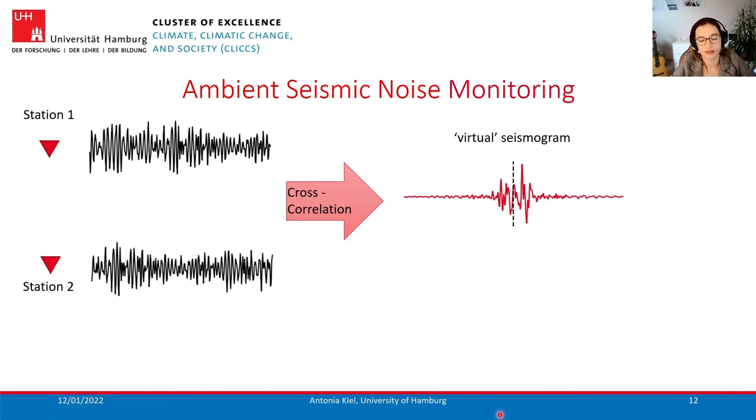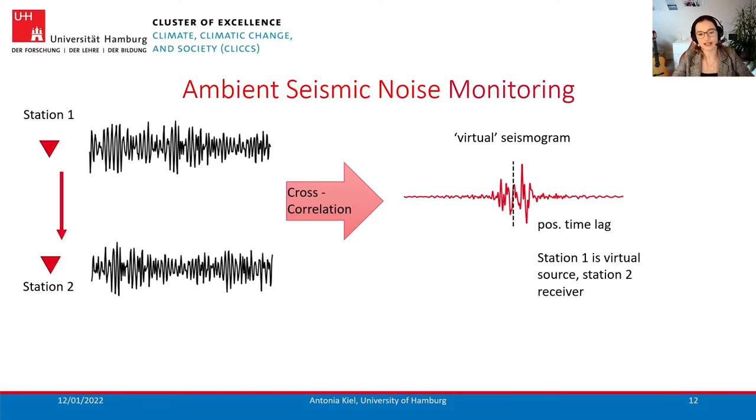Indicated here as the black dashed line is the 0 time lag introduced due to the cross-correlation calculation. And for the positive time lag, we now see how a seismogram would look like if station 1 was a virtual source and station 2 would be the receiver. So we basically have now a source receiver setting due to cross-correlating the noise of 2 stations.